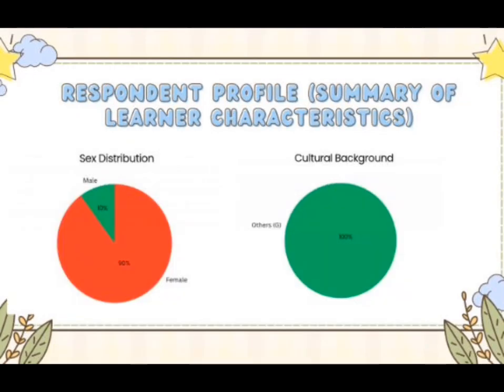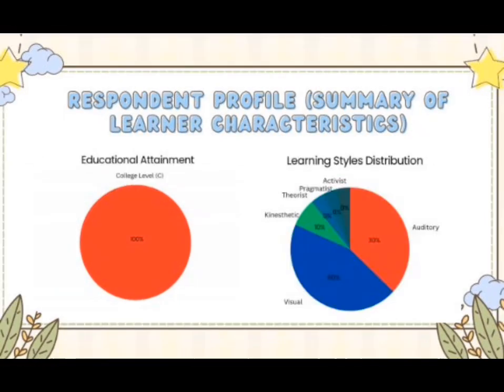The respondent profile summary of learner characteristics, sex distribution: 10% of them are male, 90% of them are female. Cultural background, others, 100% or none. In this pie graph, the respondents' profile summary of learner characteristics of sex distribution and cultural background are represented. In the respondent profile summary of learner characteristics, in educational attainment, 100% of them answer college level.